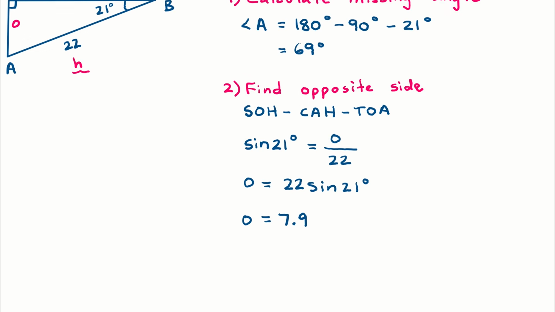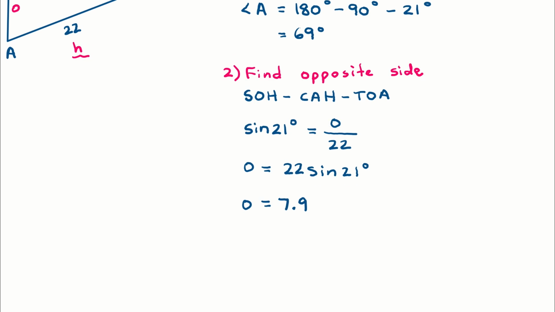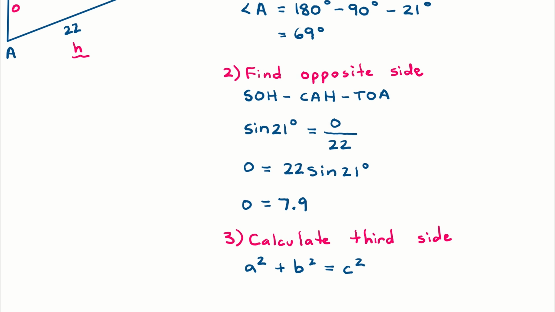Lastly, we can find our third side using Pythagorean theorem. Now, in this case, remember, we have our hypotenuse already. So when we calculate that third side, we are looking for side a in our Pythagorean theorem formula. So a squared plus b squared is equal to c squared. We know that we are trying to find a squared. b squared is 7.9 squared. c squared is going to be equal to 22 squared.